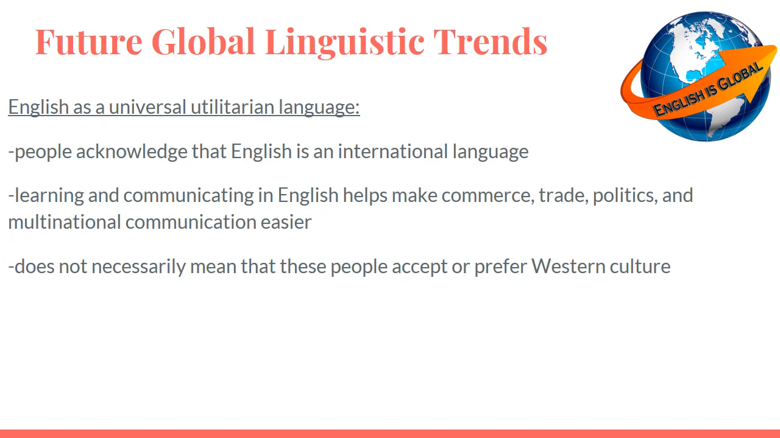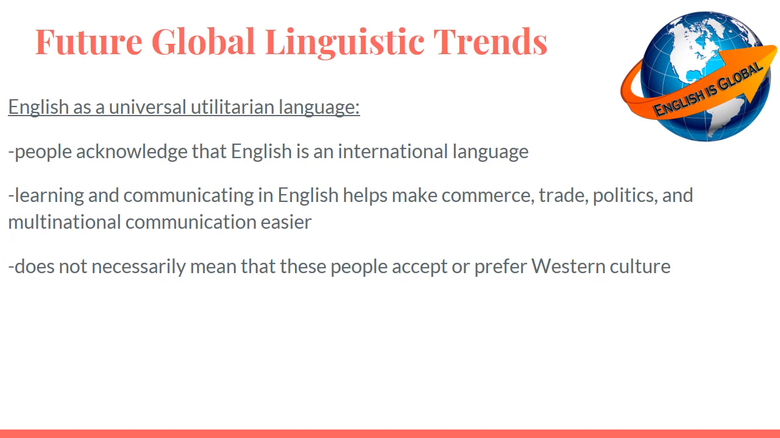So let's think about the future of global linguistic trends. Some people accept that English is a universal language. It's a utilitarian language. It's beneficial to learn, and beneficial for other countries to learn as a second language because it'll help them with commerce, trade, politics, and multinational communication. But at the same time, those people say we can separate the language from the culture.